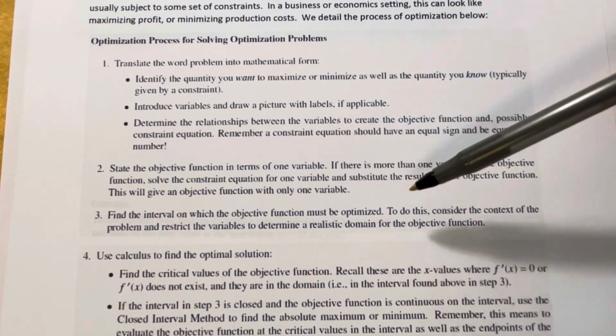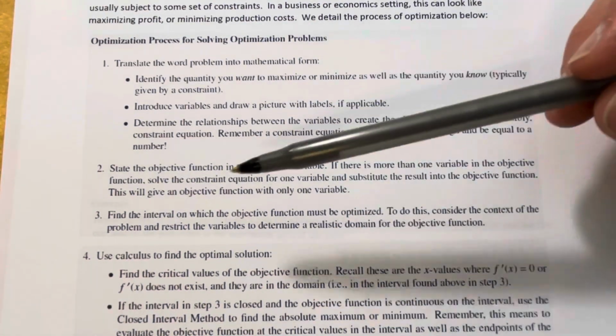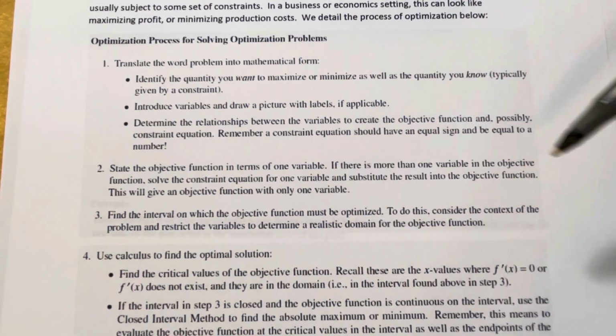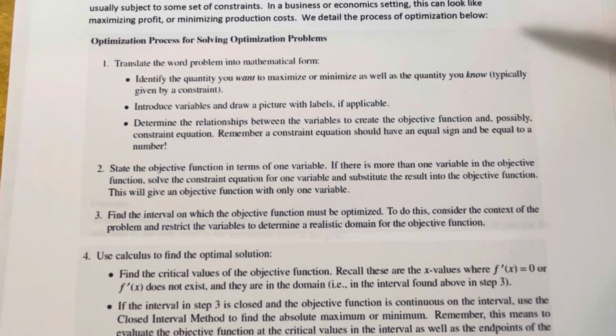Step 3, you don't always need to do this, but oftentimes you're going to want to identify the interval on which your objective function needs to be optimized. So there might be a restriction on the domain of your function. A good example would be a revenue function, which depends on X, the number of units that you sell. X could not be negative even if the function that you're defining your revenue function in terms of just by itself is defined everywhere.